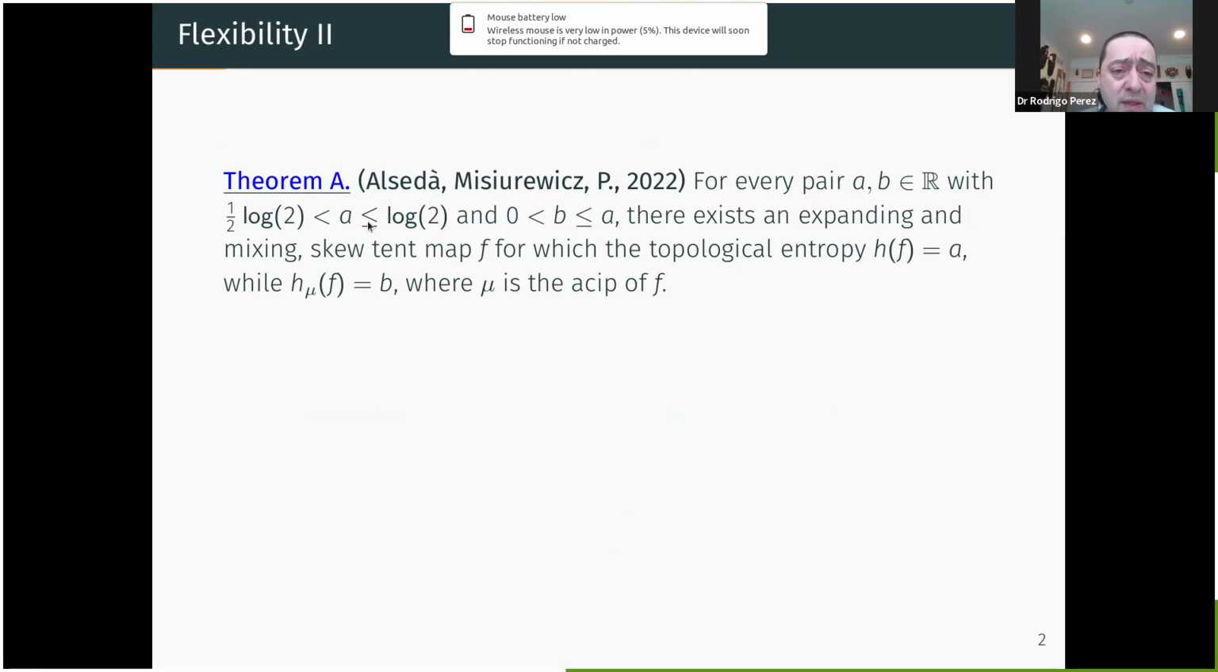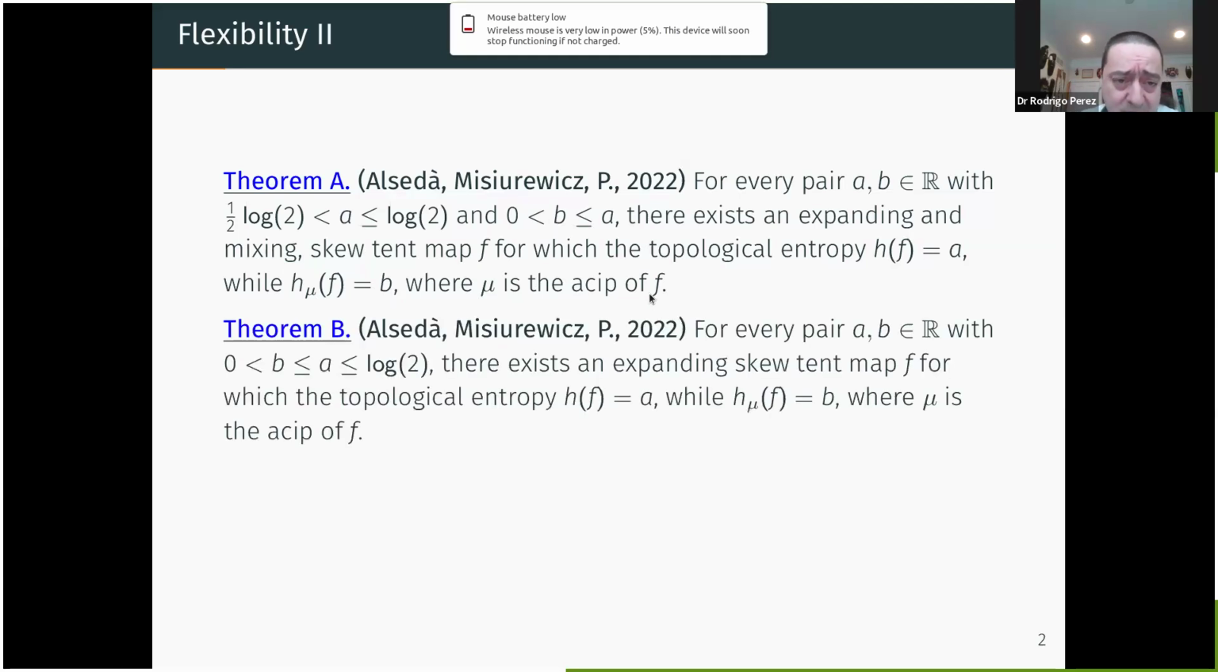One is that if the parameter A is between these two values and the parameter B is less than A, then we can find an expanding mixing skew tent map where the topological entropy is A as required, and the measure entropy is B, where mu is the absolutely continuous invariant probability measure of the map F.